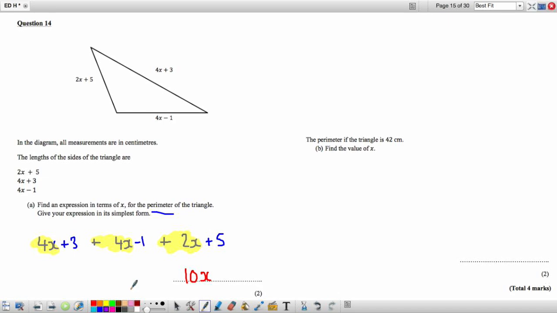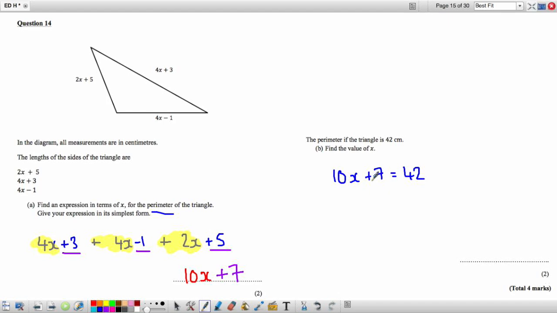Then in terms of the numbers, we have here 3, negative 1 and positive 5, which gives us positive 7. In part B, we're asked to find x if the perimeter is equal to 42. So we therefore write our expression that we found in part A, 10x plus 7, and put it equal to 42. We then solve for x.